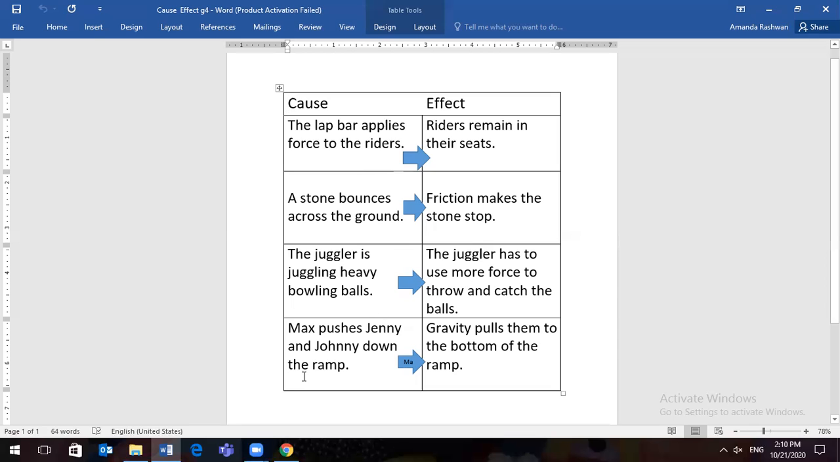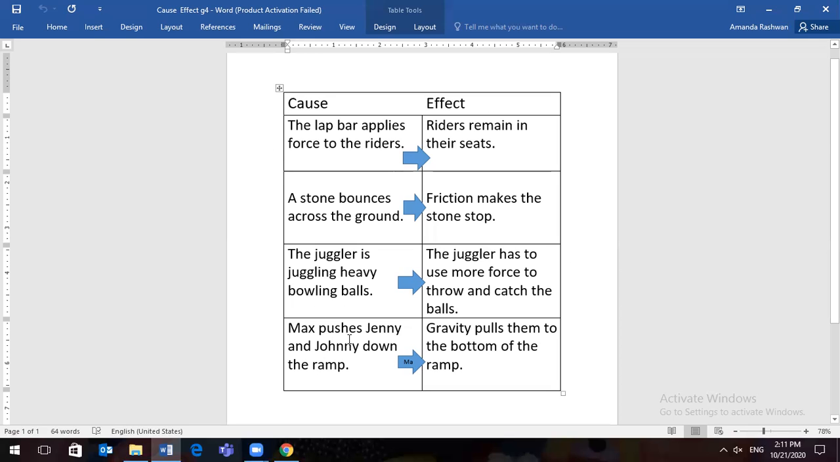All right, the last thing that we talked about is towards the end of our story, where Max, the scientist, pushes Jenny and Johnny down the ramp. Why does this happen? It happens because he pushes them down the ramp. What happens is that gravity pulls them to the bottom of the ramp, okay?